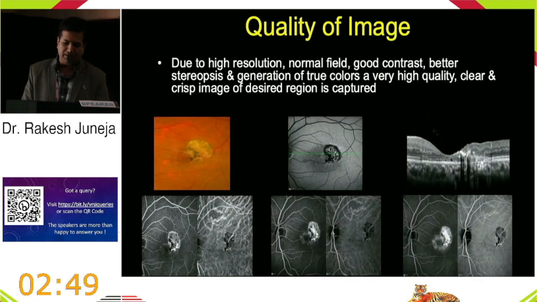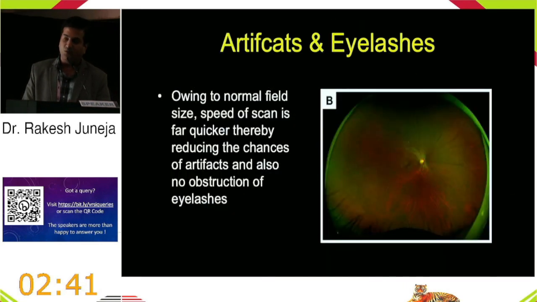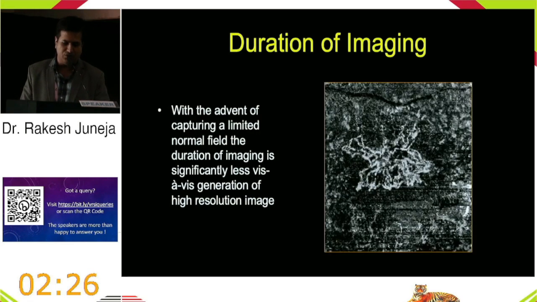Overall, when you look at the quality of the image, we get a better contrast with the normal fields, a good stereopsis, the true colors are generated which are very clear and crisp, and the desired region can be obtained. One picture which was shown by my colleague presenting the ultra-wide field was the presence of the eyelashes, which obstruct the field and make the field dark. You cannot actually appreciate where the pathologies are, you are bound to miss some of the pathologies that may be at the far periphery also.